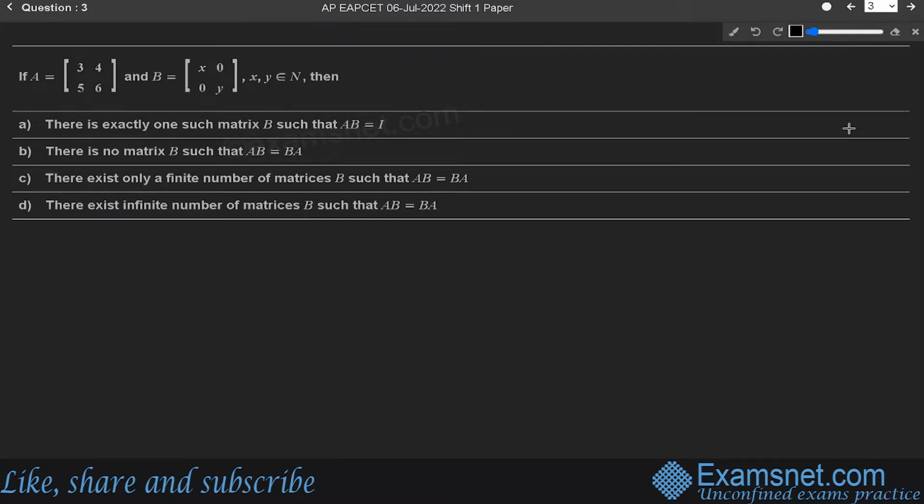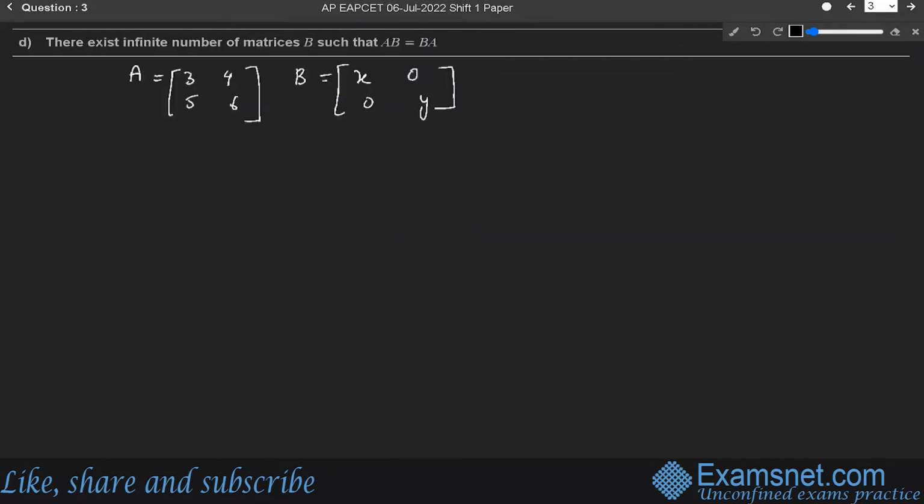Next question is different from the previous ones. It is a question that comes from matrices. Here, matrix A is equal to [3, 4; 5, 6], and matrix B is equal to [x, 0; 0, y], such that x and y belong to N. We have to find which of the following statements is correct. So first, let us calculate AB.